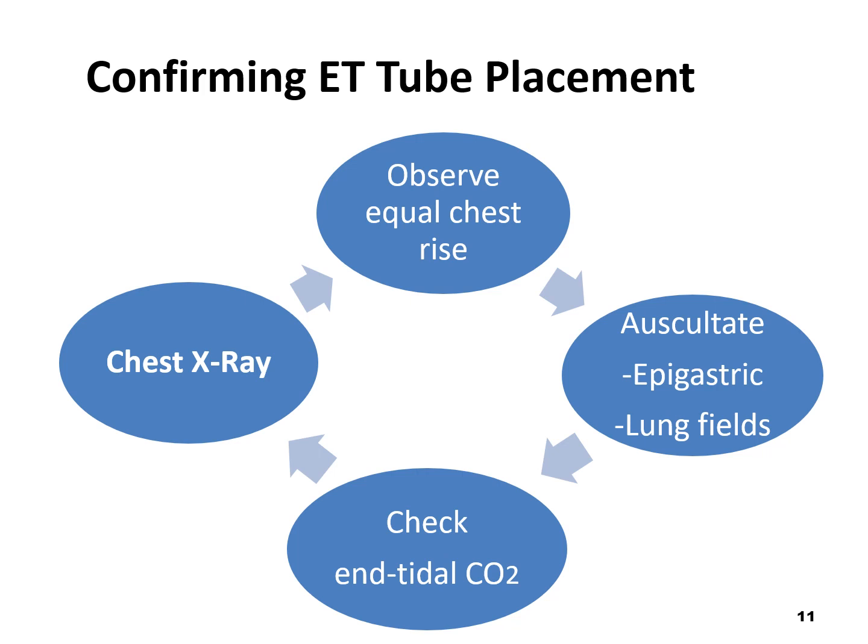So once the patient is intubated, you want to confirm the endotracheal tube placement by observing equal chest rise and auscultating, listening over the epigastric area and the lung fields. Oftentimes I listen to the left side before the right side, because normally if you go too far down with the endotracheal tube, it goes directly into the right bronchus.